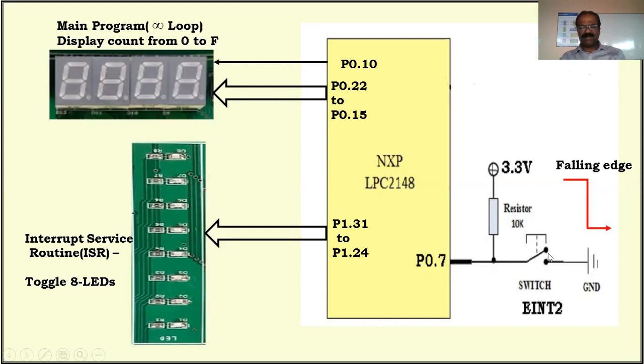Here there will be a switch. The switch is connected to P0.7. It's a push button type switch, so by default it is open. By default it is connected to 3.3 volt, so what is the voltage at this point? That is 3.3 volt. Then it latches high, means by default it is high. We'll get this voltage by default.